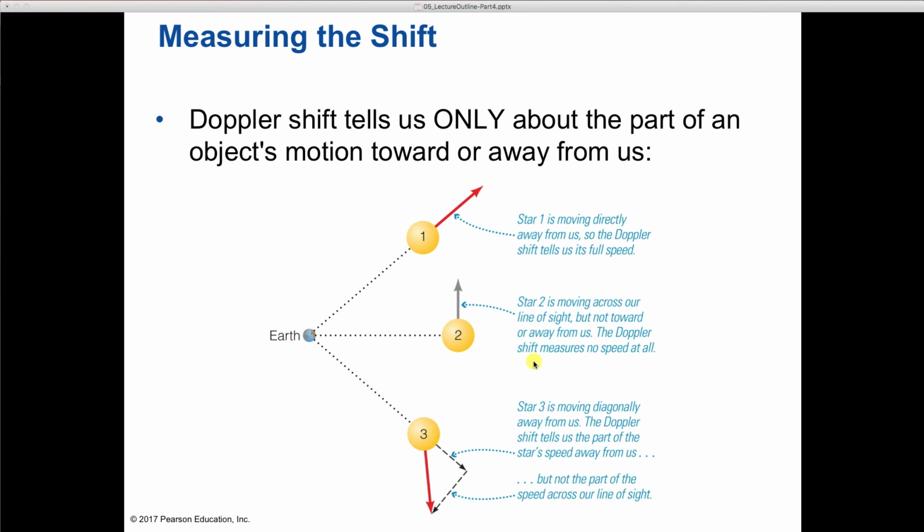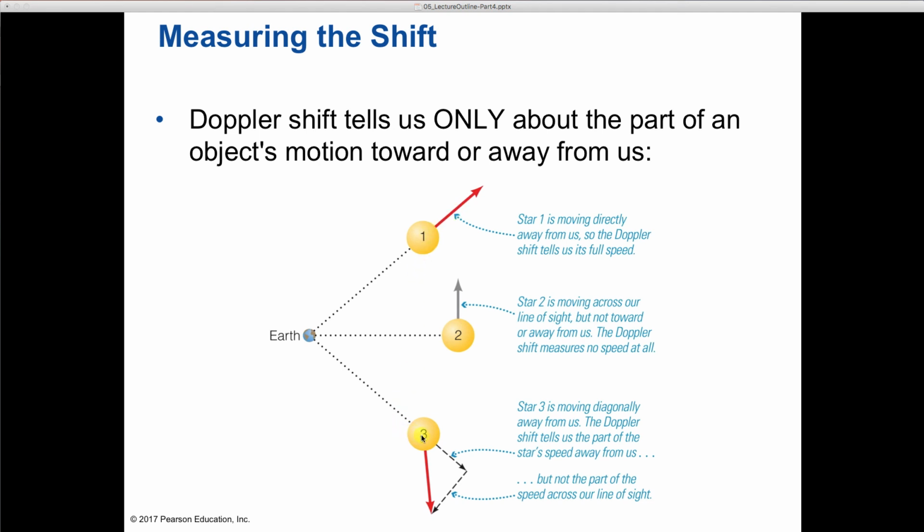Now, there's a complication, because if the object's moving perpendicular to us, we don't measure any red shift. We don't measure any blue shift. And so when we measure the shift, all we're really measuring is the amount of the motion along our line of sight. And so if the object is moving entirely along our line of sight, then the shift that we measure will give us exactly the object's velocity.